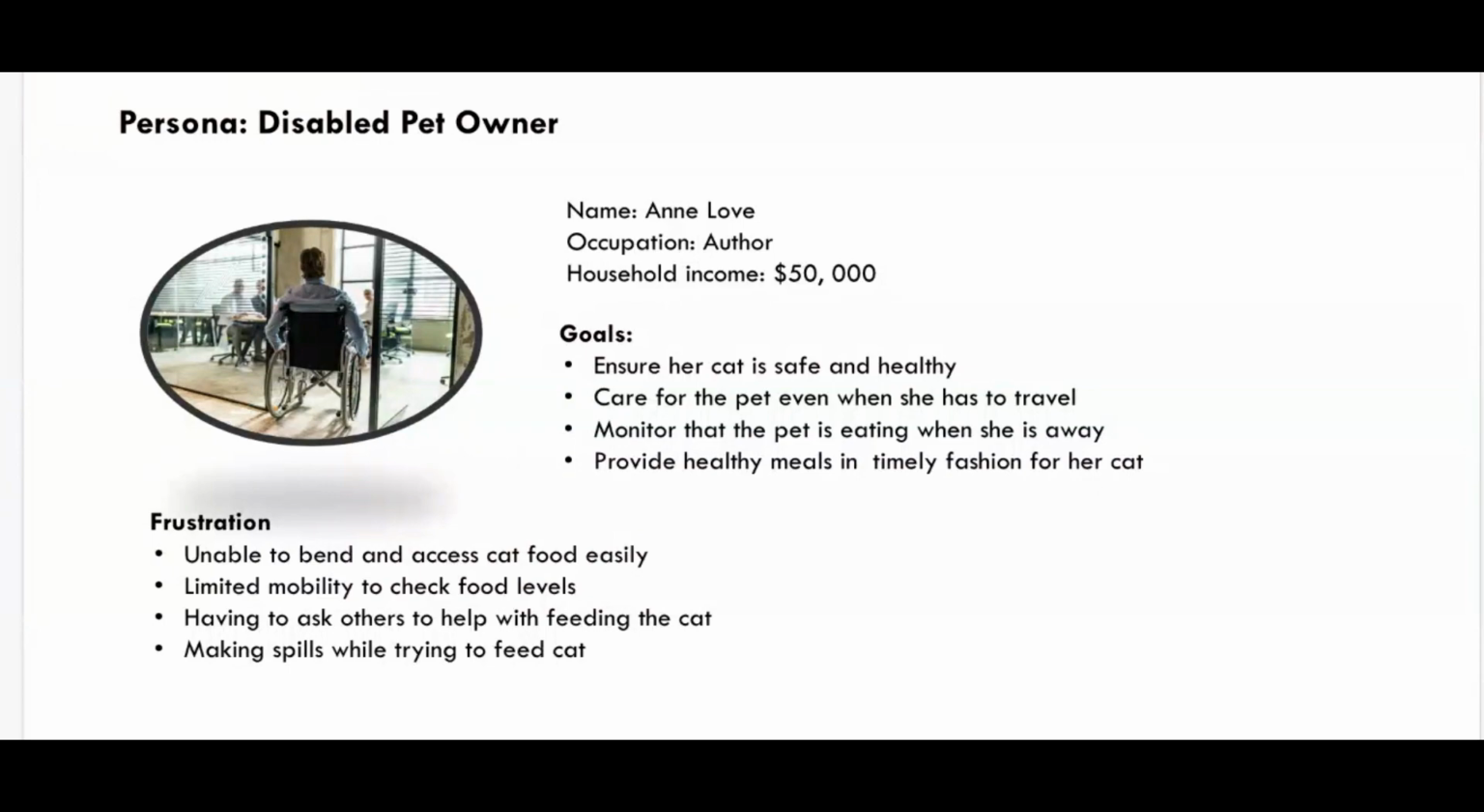And because of her mobility issues, sometimes she makes spills when she's trying to feed the cat. There's a mess, and it's a little bit uncomfortable.